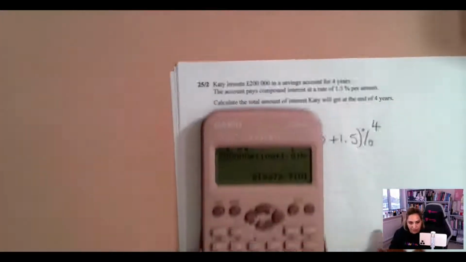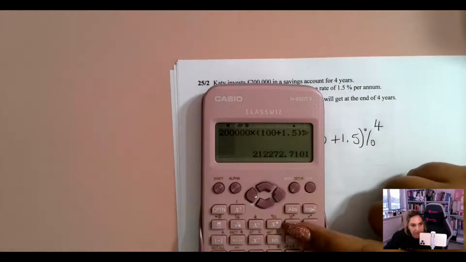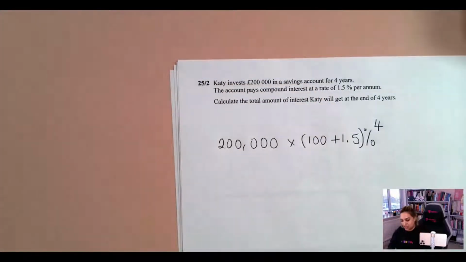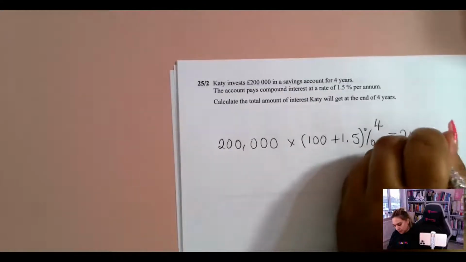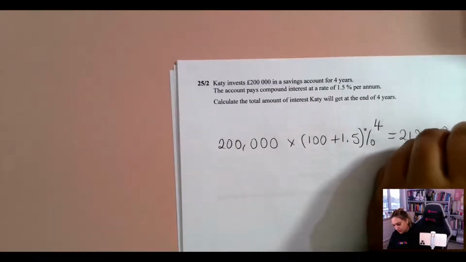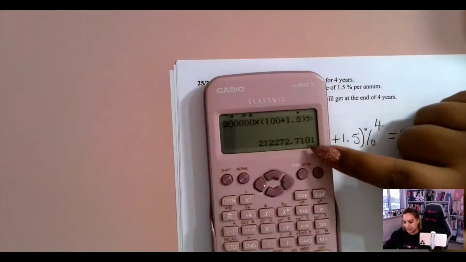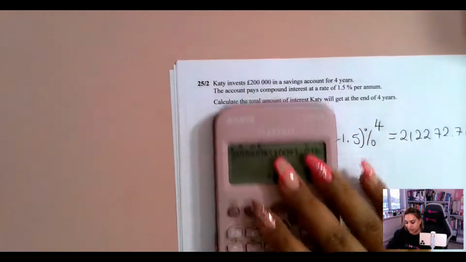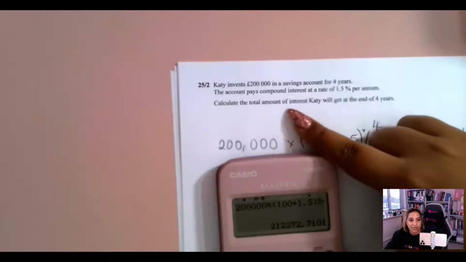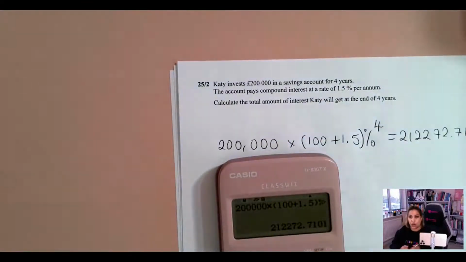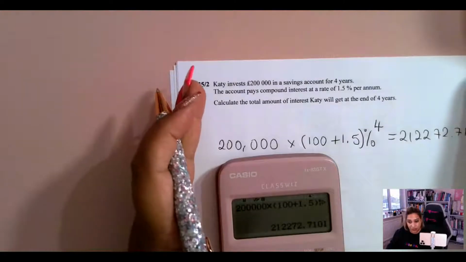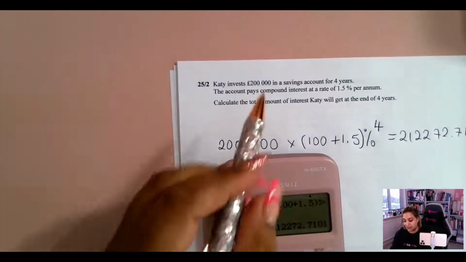The power button is this button here, where you've got like an X and a square. And to that number, I get 212272.71, blah, blah, blah. Okay. What does this number tell me? Now, it's not what the question's asking. The question only wants the interest, so only the extra bit. Normally, that's what the question would ask. You'd put that down as the answer.